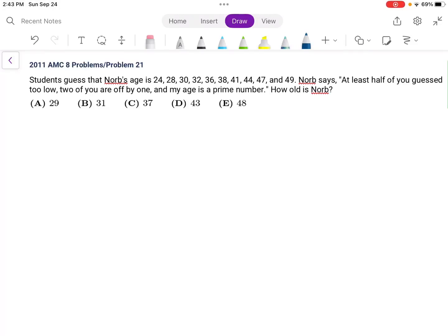Problem 21. Because at least half of the numbers are guessed too low, the number should be larger than 36. And because two of the numbers are off by 1, the difference between the two numbers should be 2. In the series of numbers, 36 and 38 are off by 2, therefore the age should be 37, and 37 is a prime number, so the answer is C.